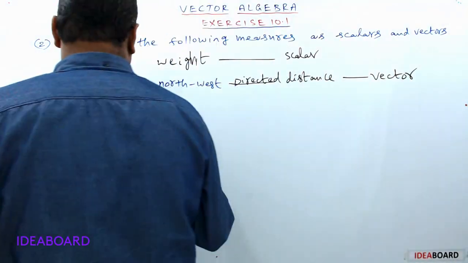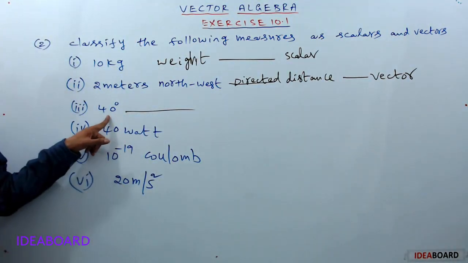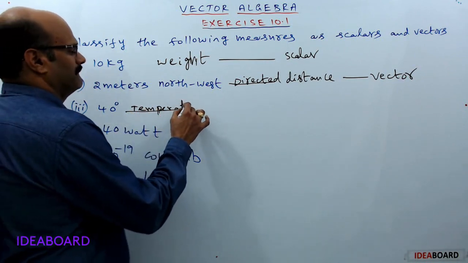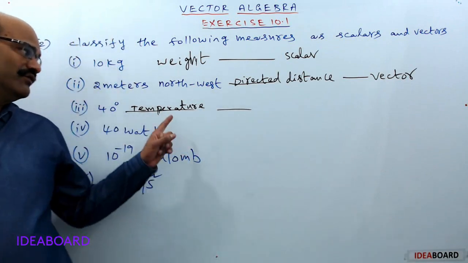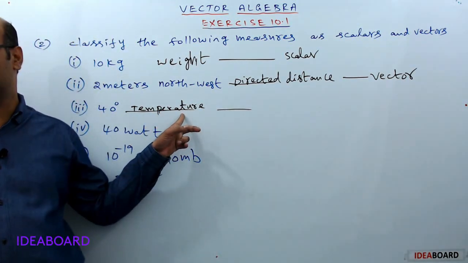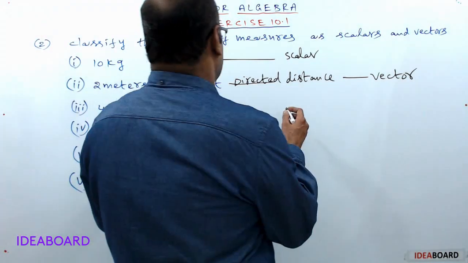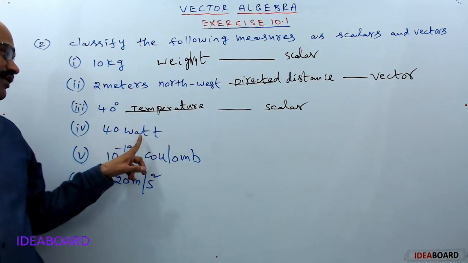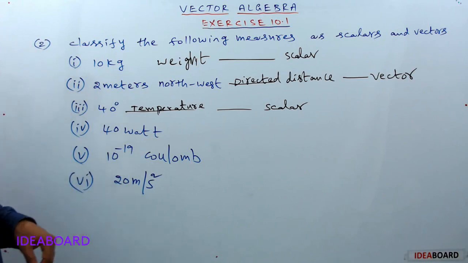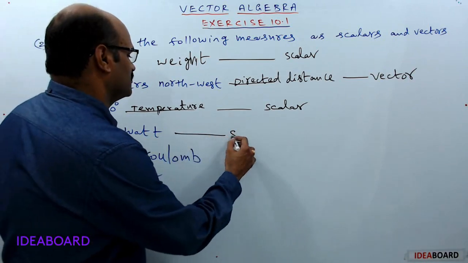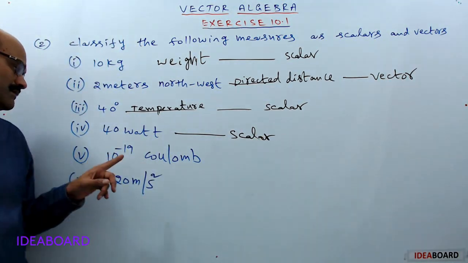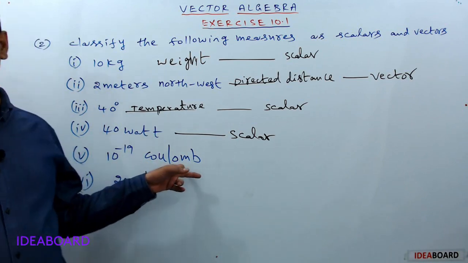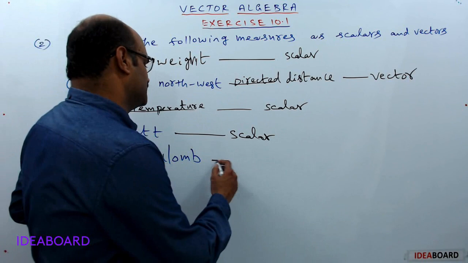Next one, 40 degrees. 40 degrees is a temperature. Since it is a temperature, it's only measured. It doesn't have direction. So we say that this is a scalar. Next one, 40 watt. This is also a scalar. Next, 10 power minus 19 coulomb. It's electric charge. Since it is electric charge measurement, we say that it's a scalar.